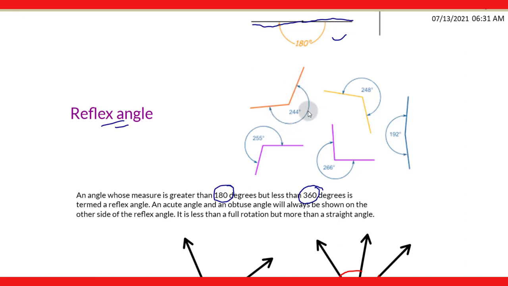So this is the measure of the angle. So this is 240 degrees, 44 degrees. It is greater than 180 degrees but less than 360 degrees, so we will call this a reflex angle. Similarly, this angle is 248 degrees and therefore we will call it a reflex angle. This angle is 266 degrees, so it is greater than 180 degrees and less than 360 degrees, and therefore we call it a reflex angle. Similarly, this is a reflex angle and this is also a reflex angle.